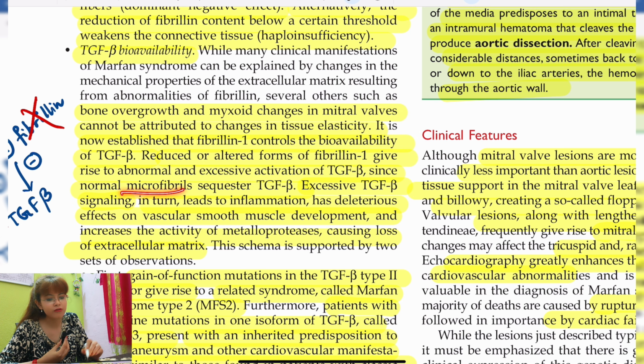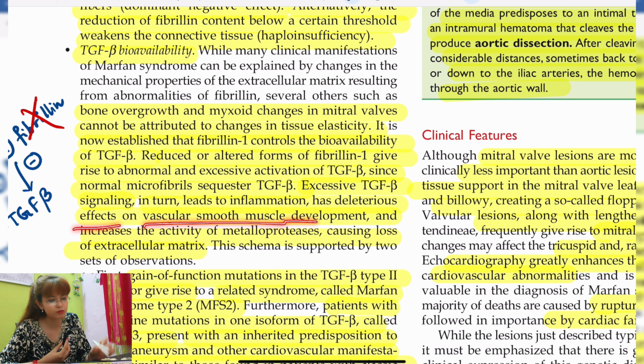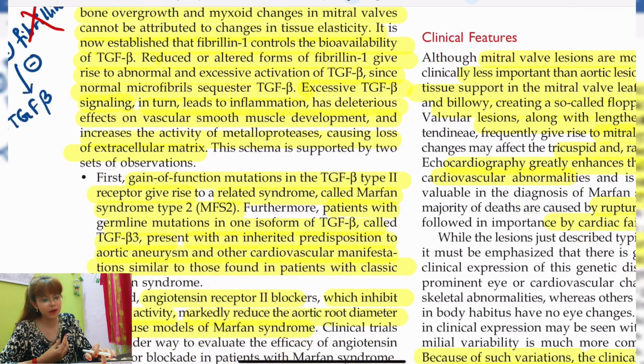Since the normal microfibrils sequester TGF, if the fibrillin is normal, it will sequester and inhibit the TGF. But since here it is not functioning normally, there's going to be an excessive activation of TGF beta, and this excessive TGF beta will lead to inflammation, has deleterious effects on vascular smooth muscle development, and increases the activity of metalloprotease, which causes the loss of extracellular matrix.